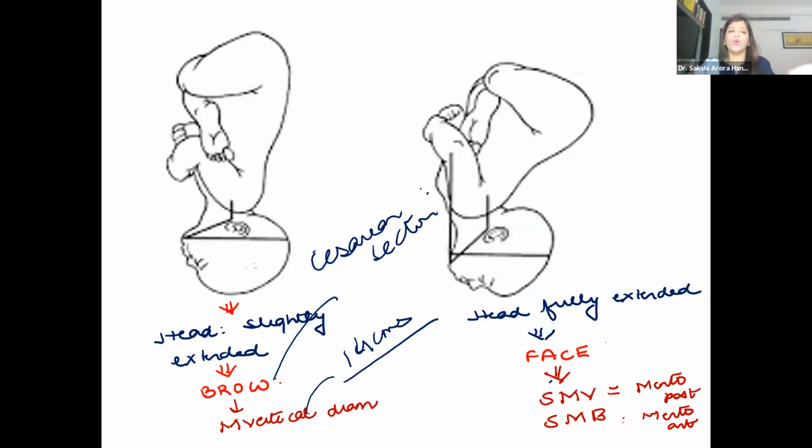Now, if the head of the baby is completely extended like this, in this case, when I am going to do a per vaginal examination, my fingers are going to touch the face area. How do you define face area? It is the part of the skull which lies between root of the nose and chin, right? So this area is the face area. Now, in case of face presentation, the engaging diameters are either submento-vertical diameter or submento-bregmatic diameter, right?